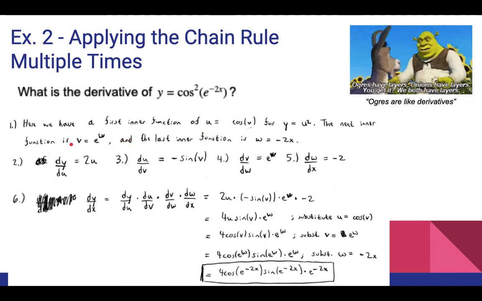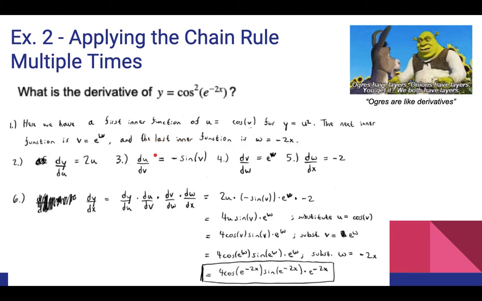So our next inner function is v equals e to the w, but now we've got to keep working our way in because w itself is not x. w itself is negative 2x. So our last inner function is going to be negative 2x. It's like Inception. You've got to keep working your way inwards, just like the movie Inception a little bit. So again, we identified that our outermost function is y equals u squared for u equals cosine of v. Our next step, v, is e to w, and then our last step is w equals negative 2x.